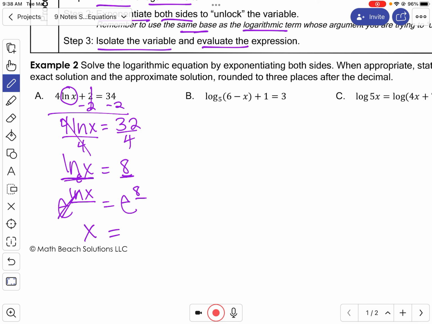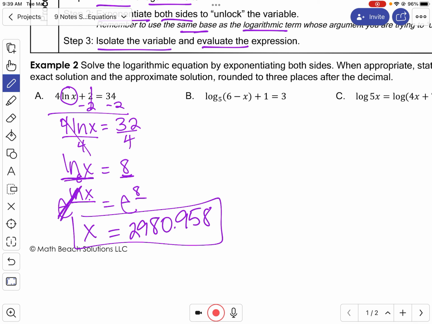So I can use a calculator to evaluate that. The e button is second natural log or second divide. Whenever you do e to the 8th power, you should get 2,980.958. Okay, so the reason we exponentiated both sides is so that these would cancel out, and then I'm just left with my x there.